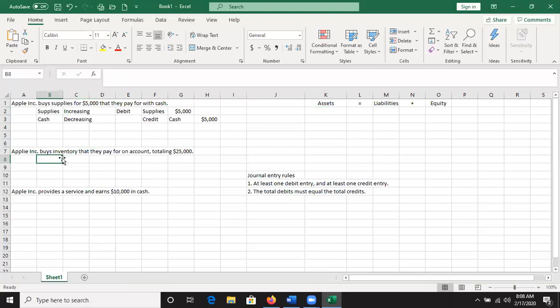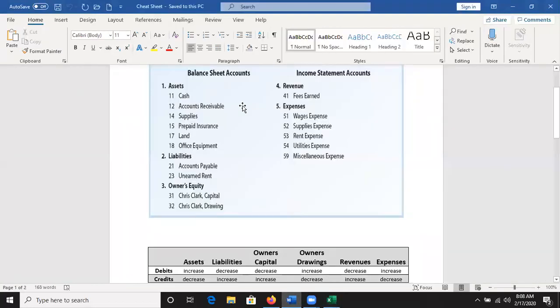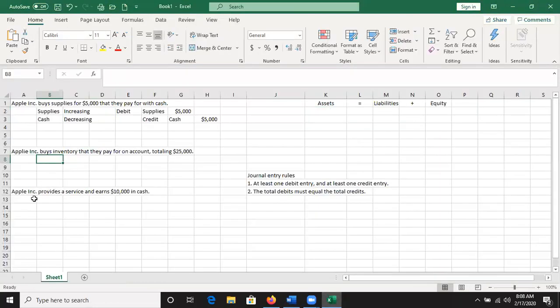So if we look at this, Apple buys inventory that they pay for on account. Okay, so here's a good example. Inventory isn't on here. Inventory is an asset account, though. So inventory would be over here. So they're buying inventory, so that's one account. They pay for on account. So they're not paying for it with cash. You got to look for the keyword on account.